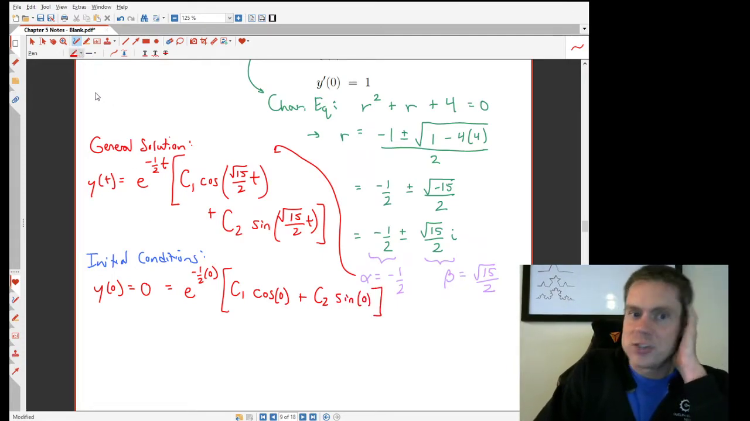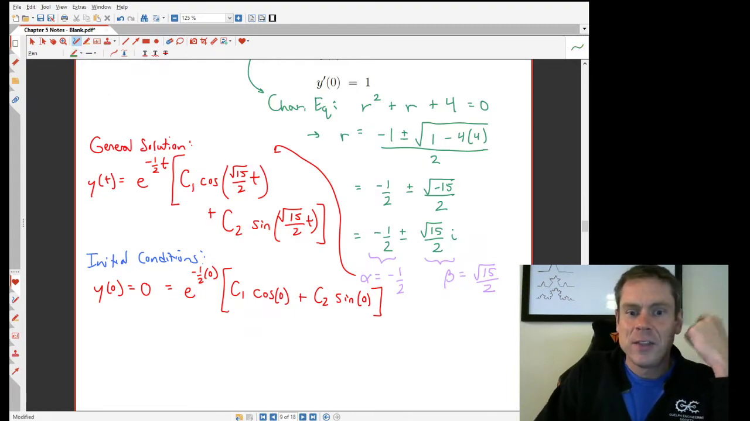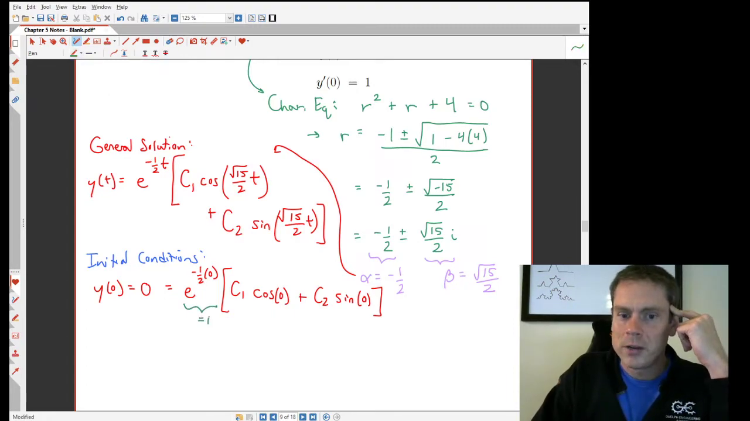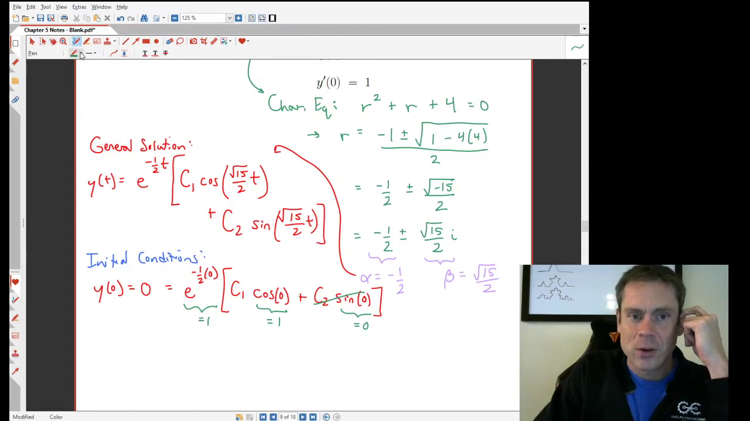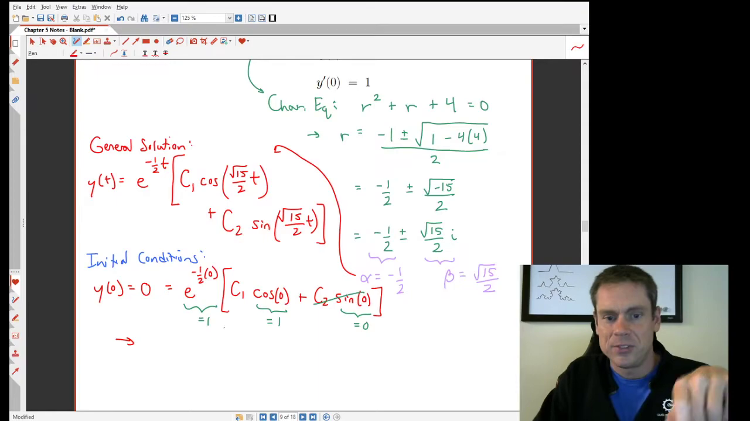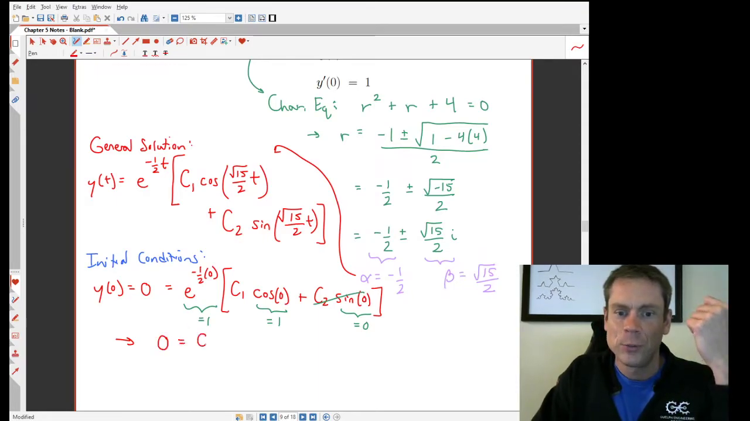Using the initial conditions is usually pretty nice. This here is equal to just 1. Cos of 0 is just 1. Sine of 0 is just 0. So this is gone. And it looks like after all that, we're going to come down to this somewhat unsatisfying c1 equals 0. 0 equals c1.